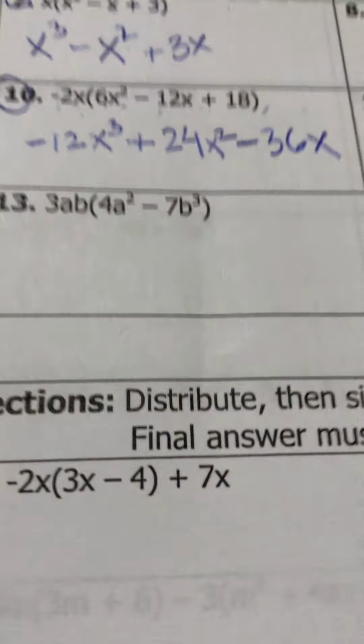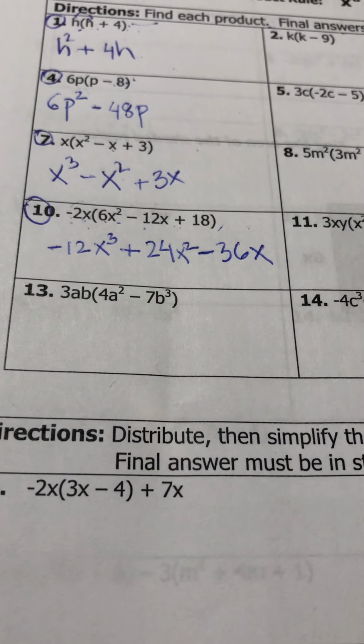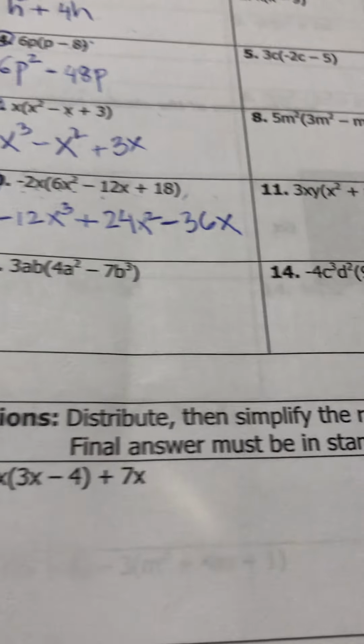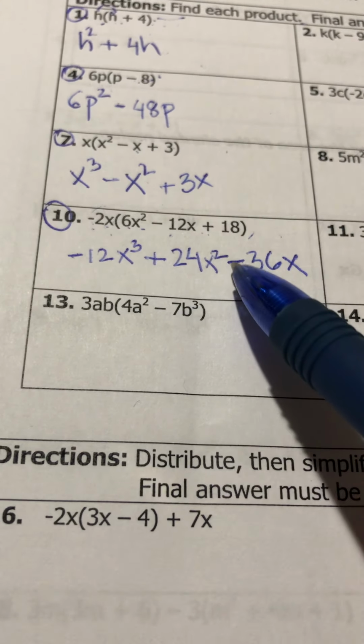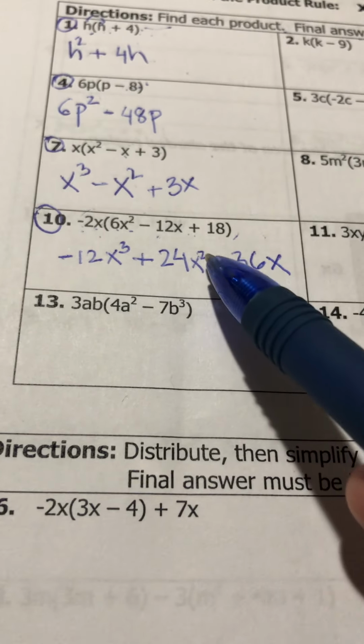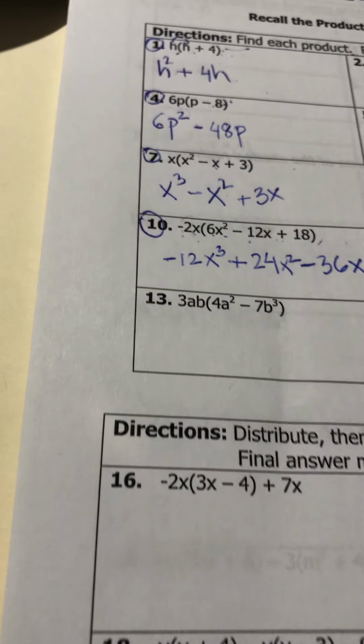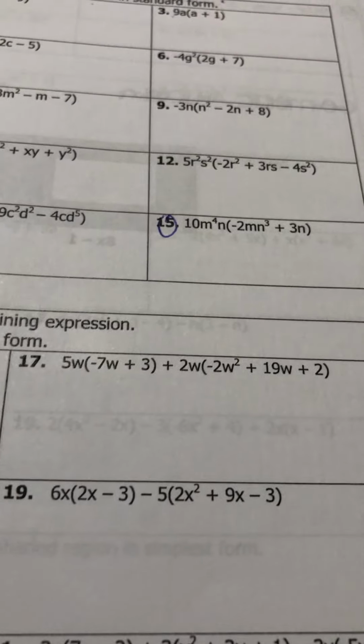Now we just need to make sure that they are in alphabetical order. There is only one letter, which is x. Now in standard form, we make sure that they are in the highest exponent first. Now I'm going to do question number 15 because it contains 2 different variables.